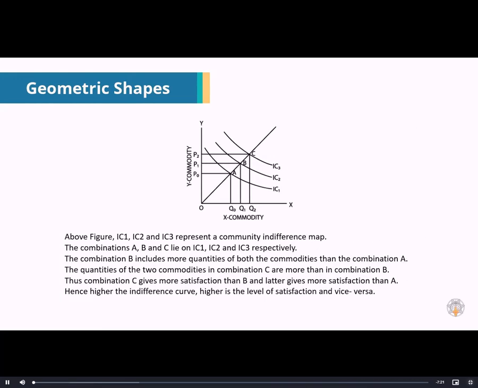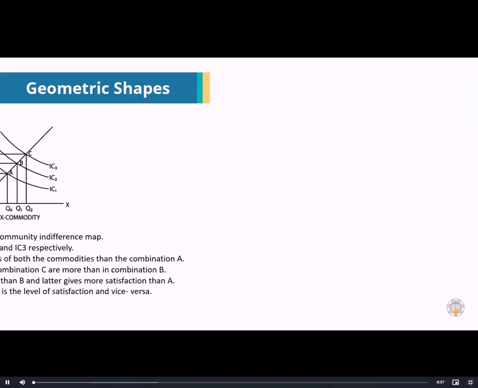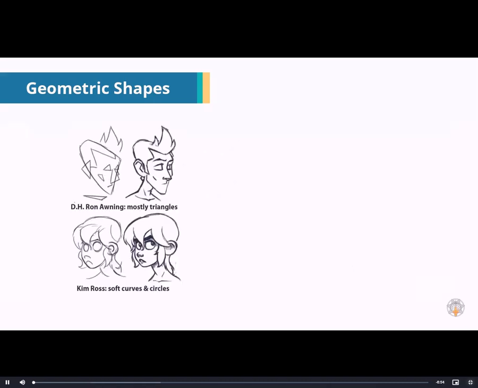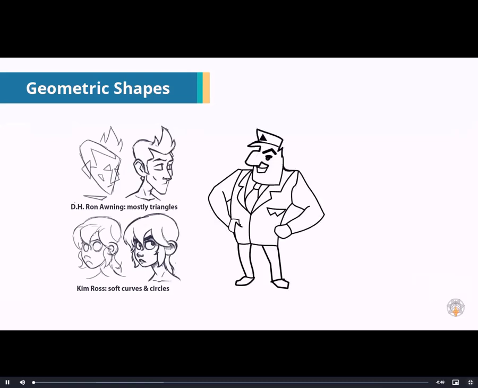Here above, figures IC1, IC2 and IC3 represent a community indifference map. The combinations A, B and C lie on IC1, IC2 and IC3 respectively. Hence, the higher the indifference curve, the higher is the level of satisfaction and vice versa. You can suggest masculinity using angular shapes, while curved shapes can suggest femininity. Showing it using this downloaded image from the internet.